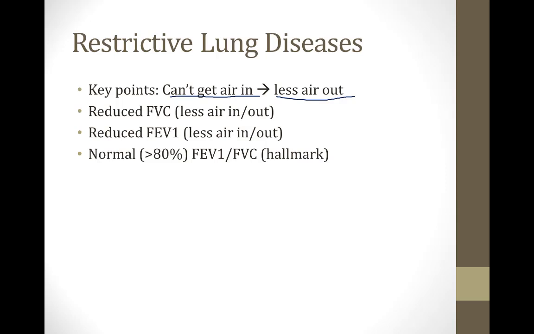This means they'll have a reduced forced vital capacity, again, because less air was brought in, so less goes out, and they'll have a reduced forced expiratory volume in 1 second for the same reason. Importantly, though, the ratio of FEV1 to FVC will be normal or greater than 80%. 80% is a normal ratio. In patients with restrictive disease, it's normal or increased, and that's the hallmark. In obstructive disease, this ratio goes down.